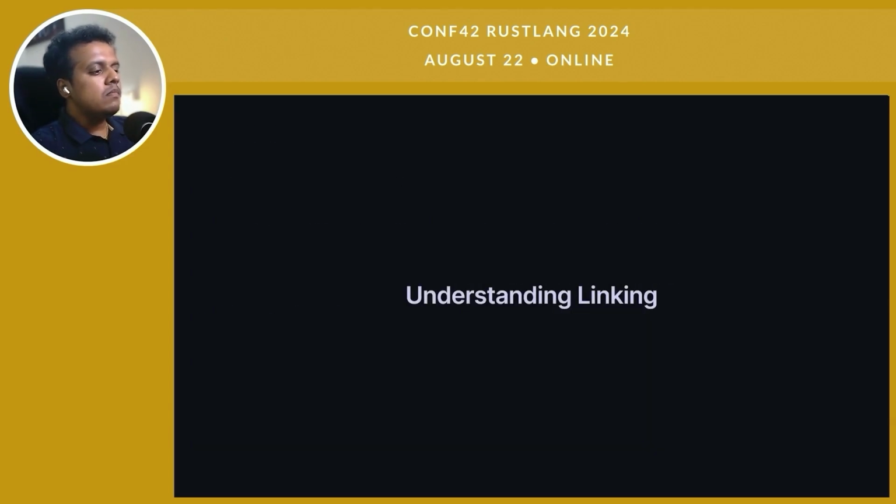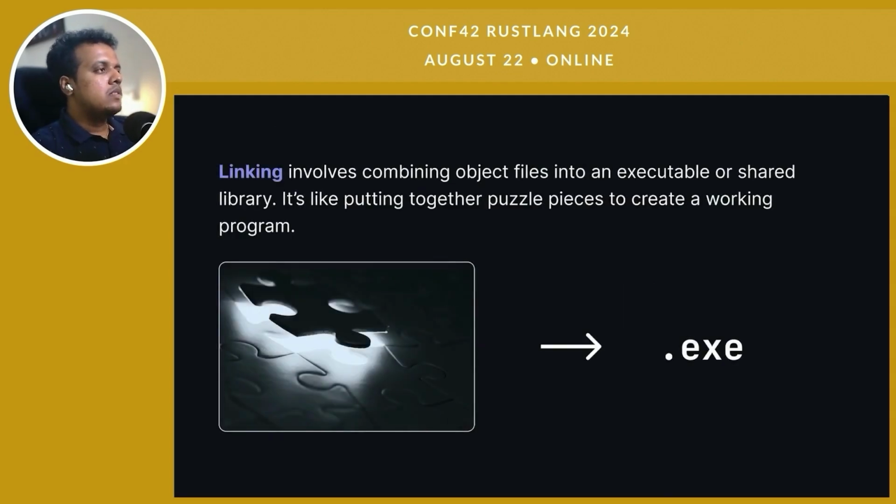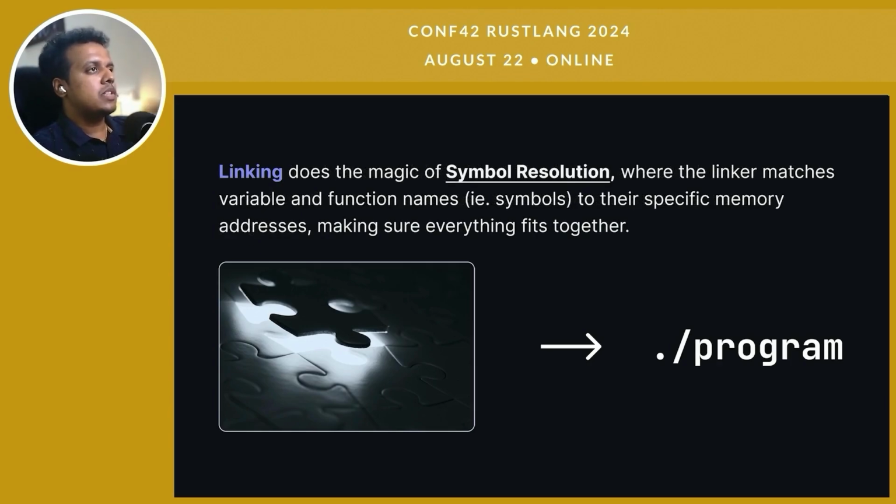Right, cool. So let's understand linking. What is linking? Linking involves combining object files into a single executable, or it could be a shared library. You can think of it as putting puzzle pieces together to create a working program. On Windows, when things are put together, you'd get an executable, which is a .exe. On macOS and Linux, you would effectively get an ELF file, or on macOS, you'll get a Mach-O file, an executable with the +x flag set, so that it can be executed.